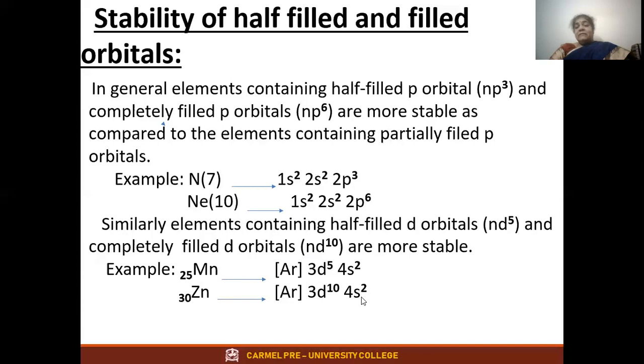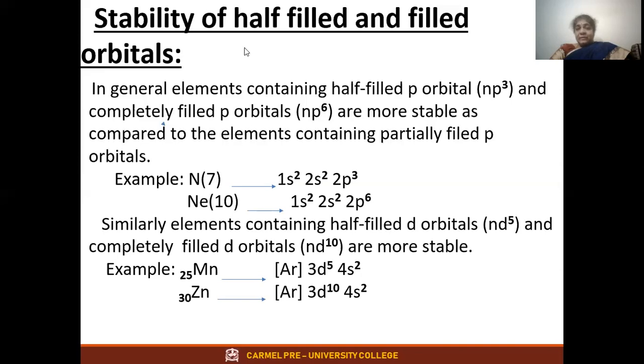It is 3d10 4s2, Argon 3d10 4s2. So d orbital 5 electrons and 10 electrons are half filled and completely filled configurations. From this we understand any element with half filled and completely filled configuration is stable compared to partially filled orbitals. Compared to elements containing partially filled orbitals, half filled and fully filled configurations are more stable. Hope this is clear to you.